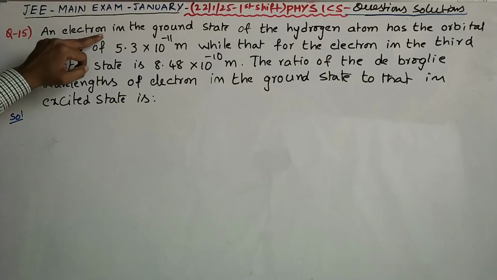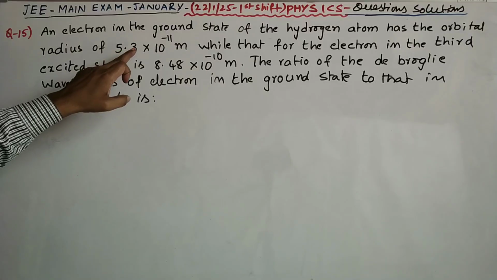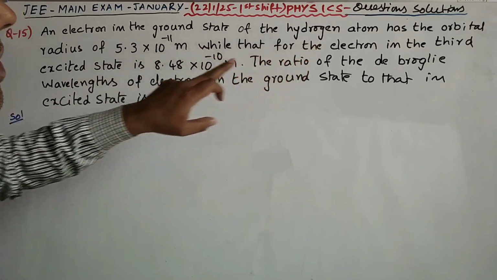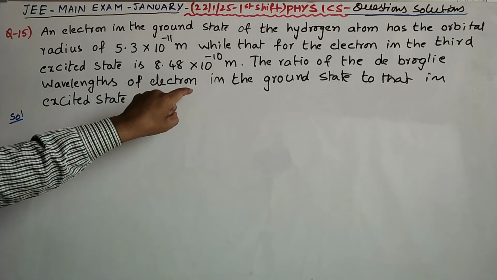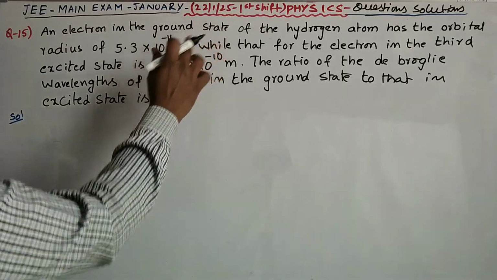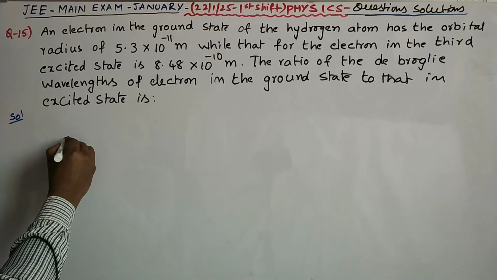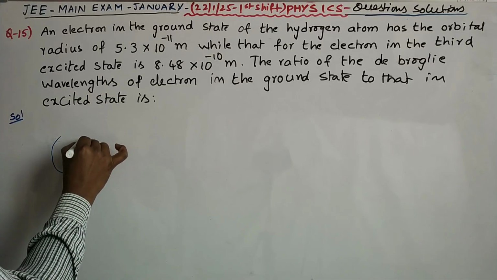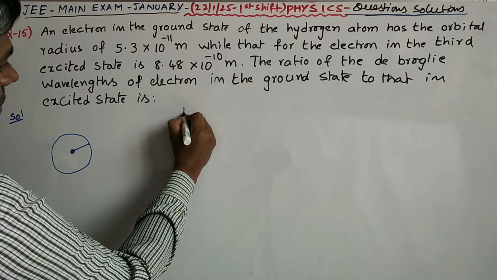The 15th question: an electron in the ground state of the hydrogen atom has the orbital radius something given, while that for the electron in the third excited state is given. The ratio of the de Broglie wavelengths of the electron in the ground state to that in the excited state is? To see, we can picturize it, you can easily calculate this question. An electron in the ground state, in a hydrogen atom, this is the nucleus of the hydrogen atom. Around this nucleus the electron revolves in the ground state. Ground state means n equals 1.